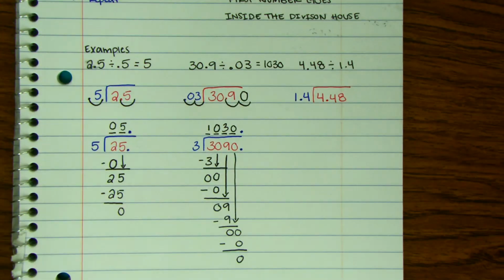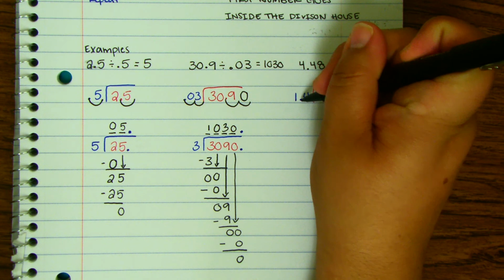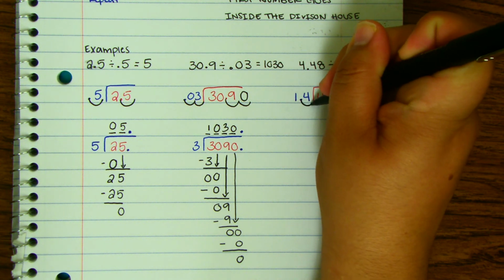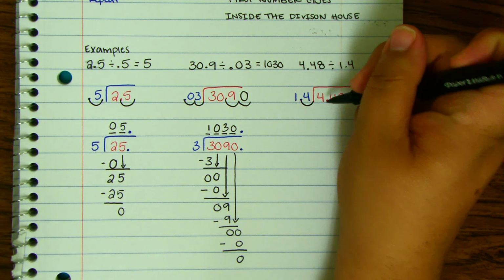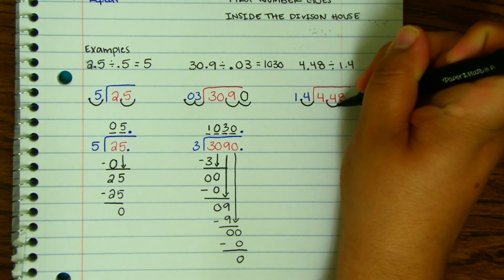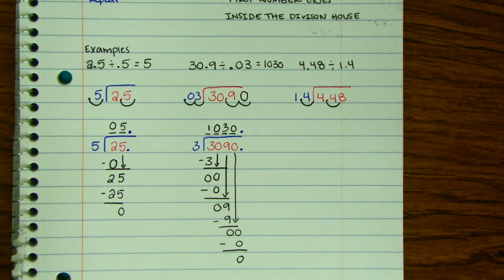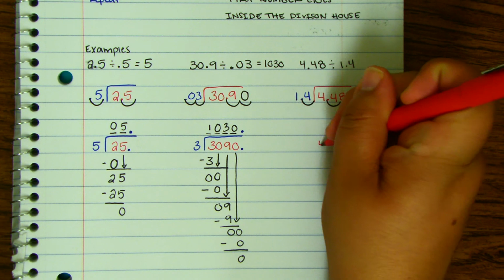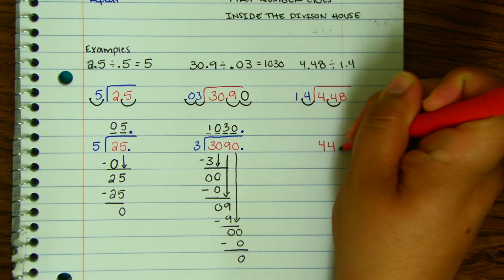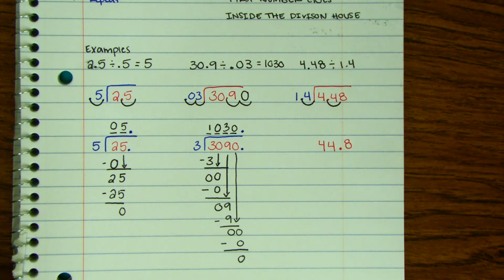So my next step is to move the decimal point in the divisor because I want to get this to a whole number. So I only have to move my decimal point one place. So I'm going to end up with this. When I rewrite it, I get 44 and 8 tenths divided by 14.